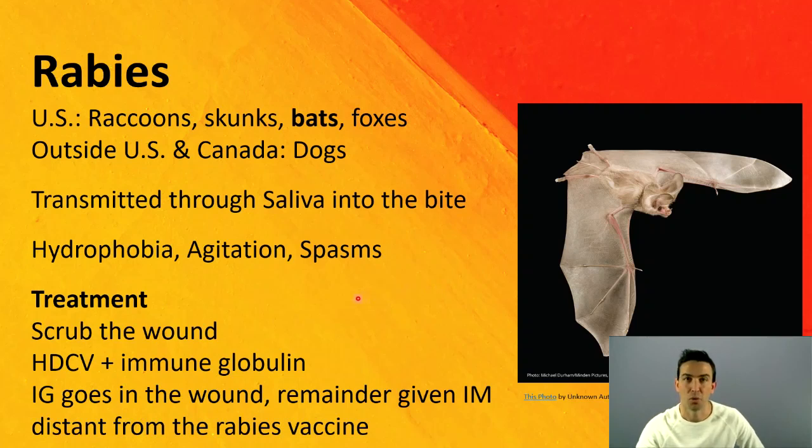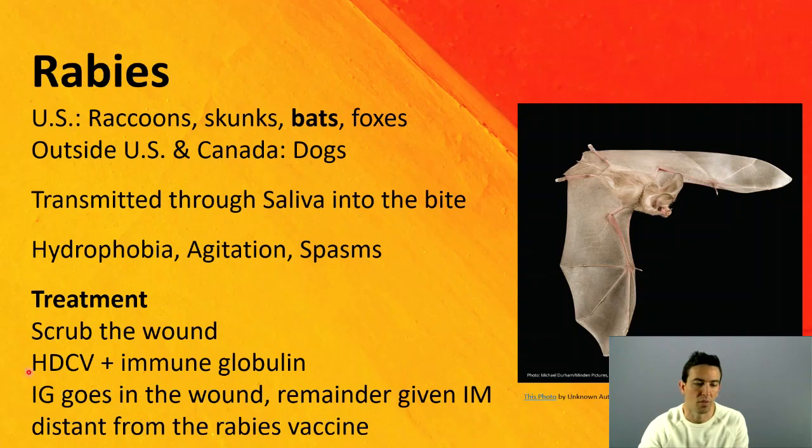But it seems like the vast majority of the questions that I've been going through have been a bat was found in the room, or the children woke up and found that there was a bat in the room overnight, and you're unsure if there was a bite or not. The concern is that it is transmitted through the saliva into the bite. Clinically, you get that hydrophobia, the agitation, the spasms, and all the questions always revolve around the treatment. So it's usually scrub the wound, vaccine plus the immune globulin typically is the answer there.